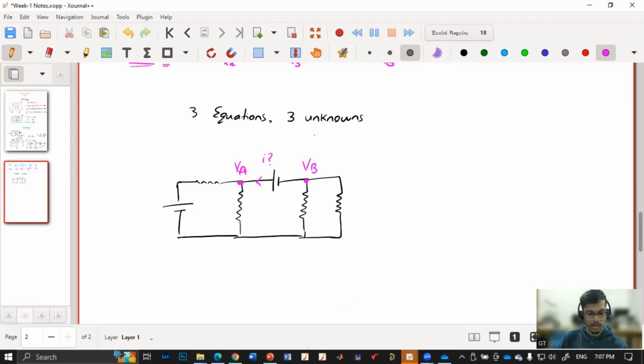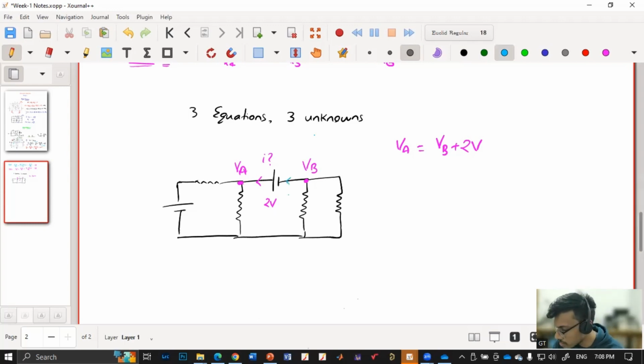Now you are free to choose any KCL or any KVL. One way is, I can apply KVL in this mesh and in this mesh, and say this is 2 volts. I will get VA is equal to VB plus 2 volt. Or if I want to only apply KCL, how will I apply KCL? That may be your question.